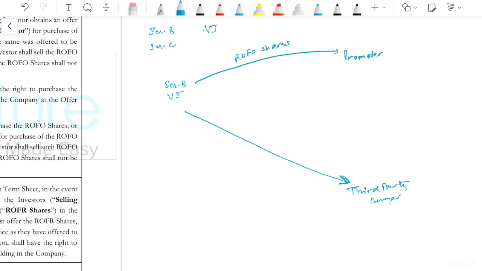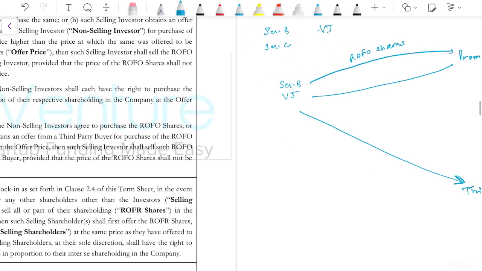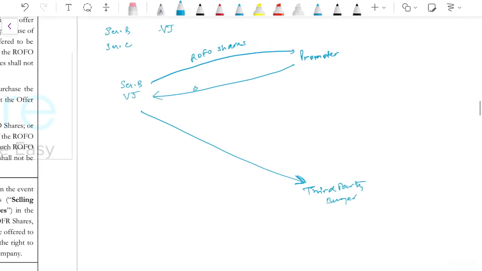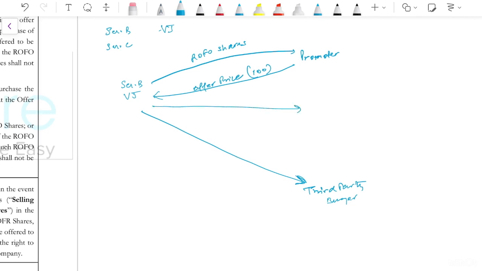Now, once I go to the promoter and offer these shares to them, the promoter will come back and give me some offer, which is known as the offer price, right? Now, let's say the promoter offers me 100 rupees as an offer price. In that case, I will go to a non-selling investor.